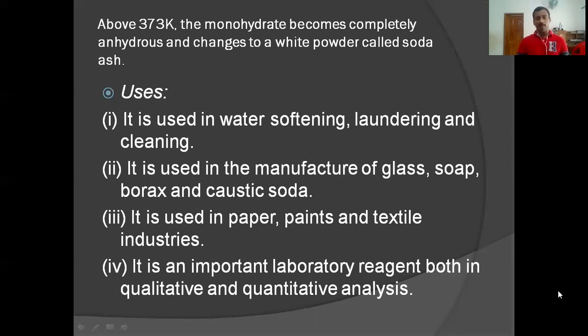Now the uses of sodium carbonate. It is used in water softening, removal of permanent hardness, laundering and cleaning. It is used in the manufacture of glass, soap, borax, and caustic soda. It is used in paper, paints, and textile industries. It is an important laboratory reagent in both qualitative and quantitative analysis.